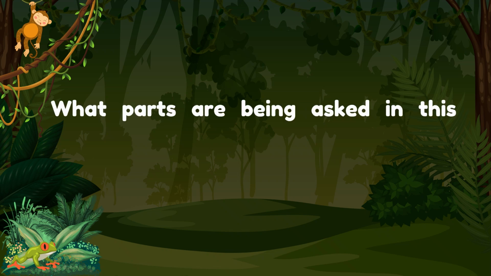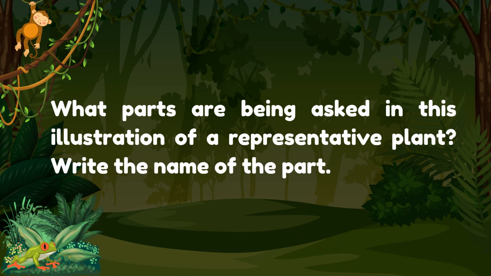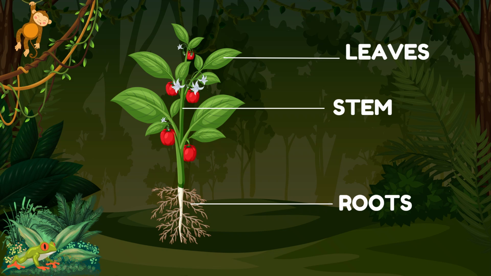What parts are being asked in this illustration of representative plant? Write the name of the part. The first one is leaves, stem, and roots. Good job, kids!